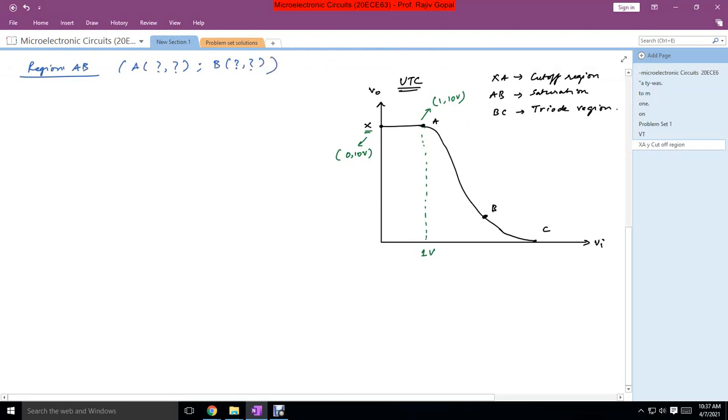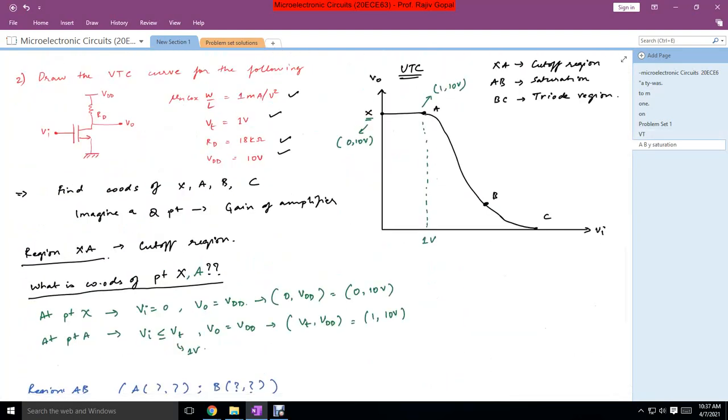Now I know the region AB is saturation region, so I know the current equation. I know ID equals half mu n COX W by L into (VGS minus VT) whole square. This VGS I can replace with VI. And if I look at the circuit diagram, I'll copy the circuit diagram also.